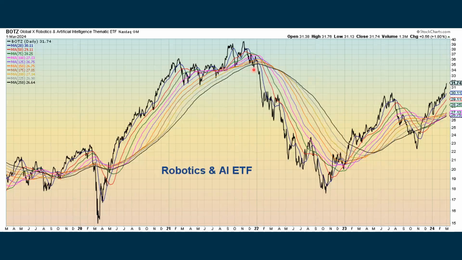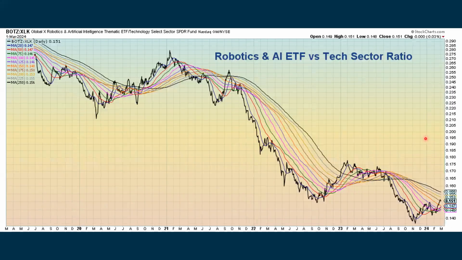We're not back to the all-time high yet, but we are showing some improvement. And we are showing some improvement when we compare it to the tech sector. This had actually been underperforming. It still has a ways to go to look better, but it is showing some improvement.